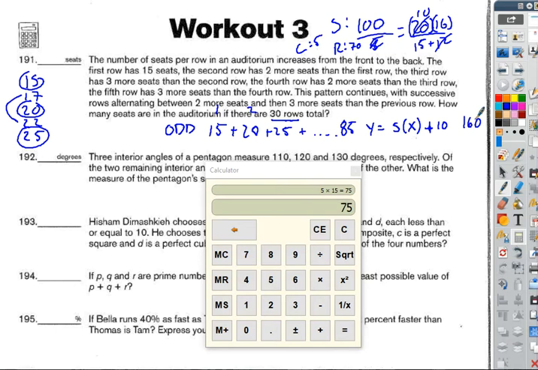No, you don't think so? How many do you think there'll be? It's definitely more than 160, you're right. There's 100. Oh, shoot. Times 15 divided by 2. There's 1,500 divided by 2 is 750. It's 750 seats. There you go.